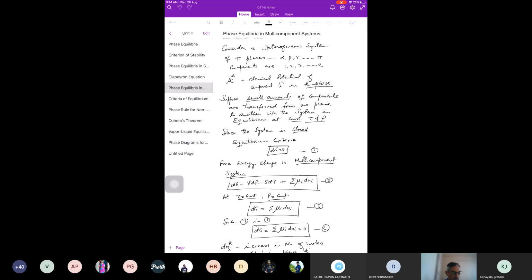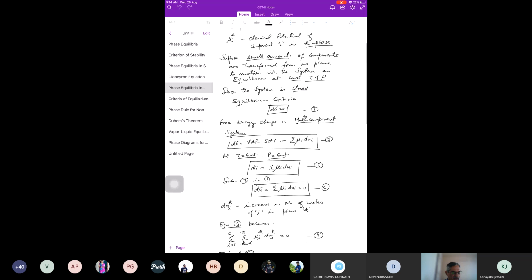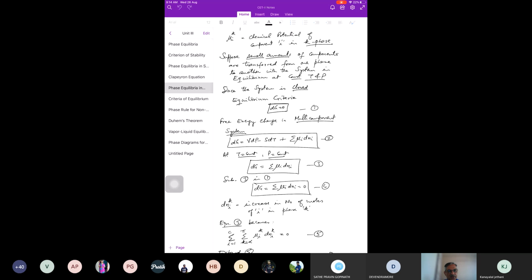So the free energy change equation in a multi-component system is given. We have derived this equation before: dG is equal to VdP minus SdT plus summation of mu_i dN_i. Right? This is the derivation we did long back. So at constant temperature and pressure, dT is equal to 0 and dP is equal to 0, and we get equation 3, which is dG equal to summation of mu_i dN_i. Substitute equation 3 in equation 1, and we get dG equal to summation of mu_i dN_i equal to 0.